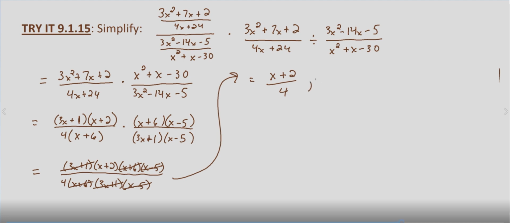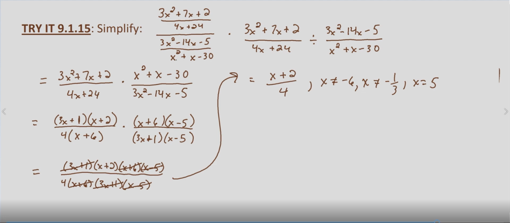I also like to note again, x can't equal -6, x can't equal -1/3, and x cannot equal 5. Because if we look at our denominator before we cancel common factors in the numerator and denominator, each one of those will make the denominator 0, which would make the original expression undefined.